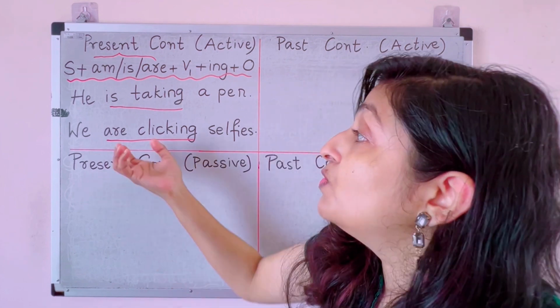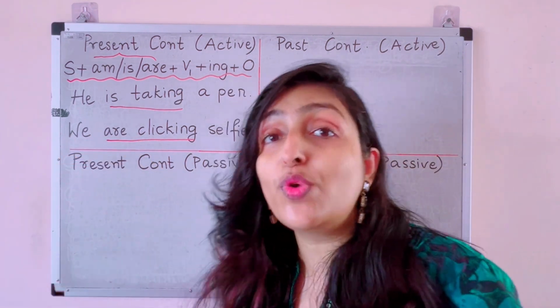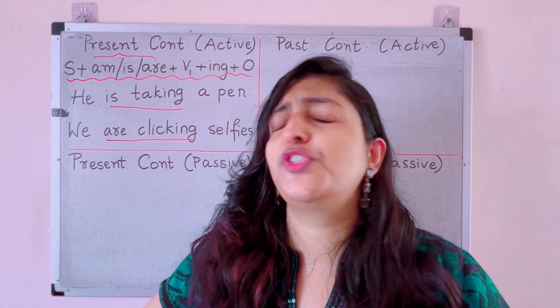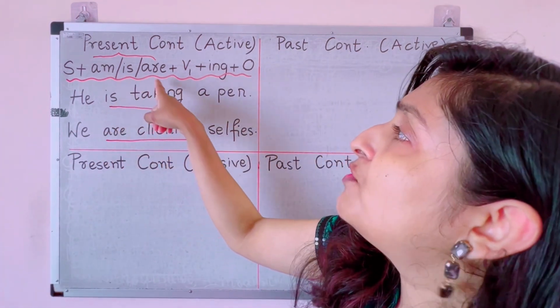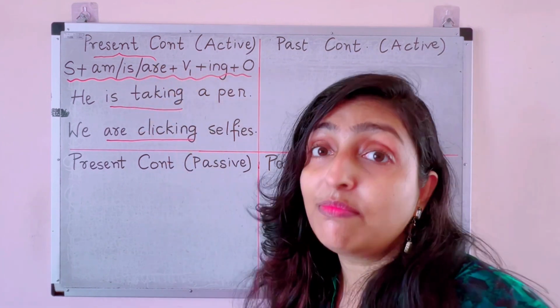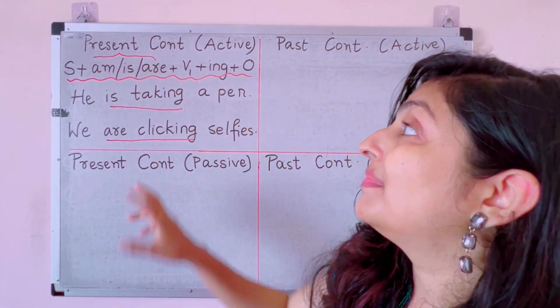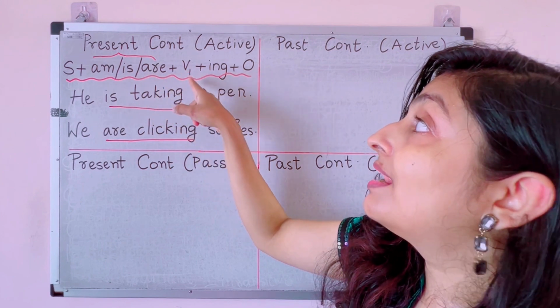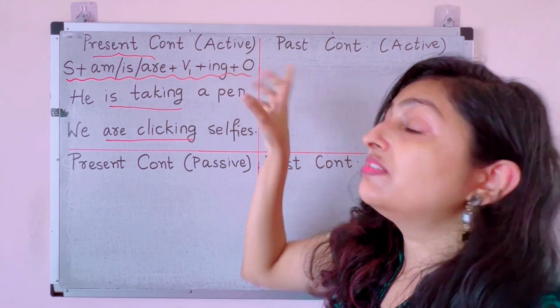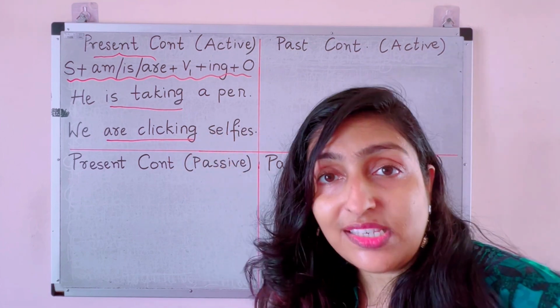Why did I choose are? Because here the subject is plural. We constitutes many. So I have to choose the auxiliary verb, that is are. In case it is I, then I have to choose am. We are clicking selfies.